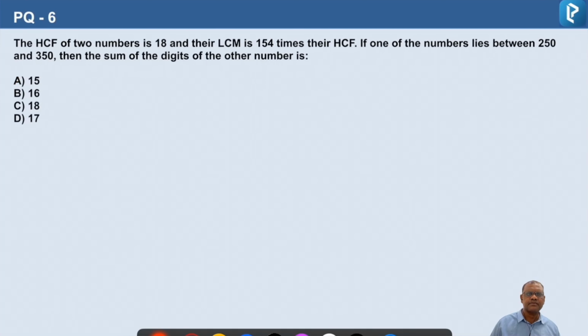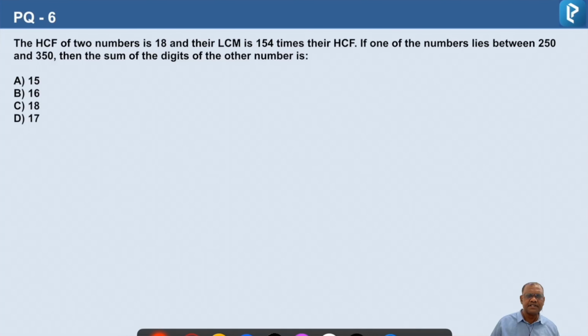Question number 6. The HCF of two numbers is 18 and their LCM is 154 times their HCF. If one of the numbers lies between 250 and 350, then what is the sum of the digits of the other number? So here HCF is given and LCM is 154 times of HCF, and one of the numbers is between 250 and 350.